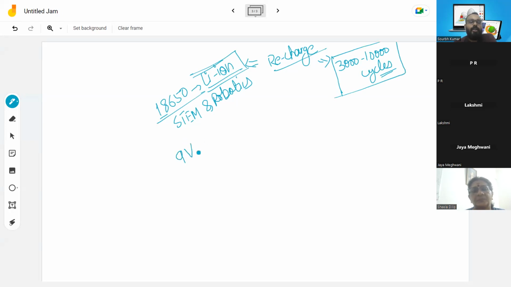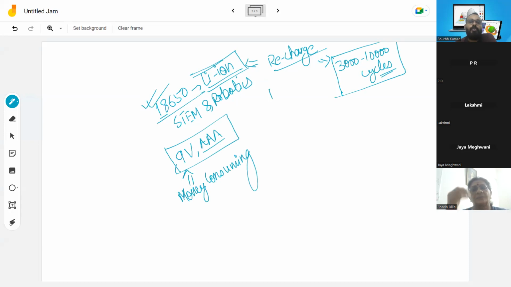So it will be good to utilize the Li-ion battery in your application, and do not go for the 9 volt battery or other pencil batteries, or AA or AAA batteries. Do not try to utilize these batteries, because they are money consuming and you have to buy them again and again. But once you purchase the 18650, it will last at least 1 year if you use it properly and charge it at continuous intervals. It will give you the proper response.